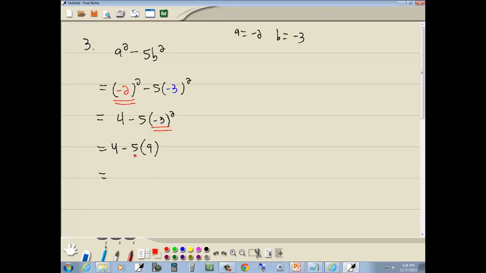My dear, multiplication division. Here's 5 times 9. It's going to give us 45. Aunt Sally, addition and subtraction. 4 minus 45 gives us negative 41. And let me double check everything. Negative 2 squared is 4. 4 minus 9 times 5 is negative 45. Okay, that looks right.